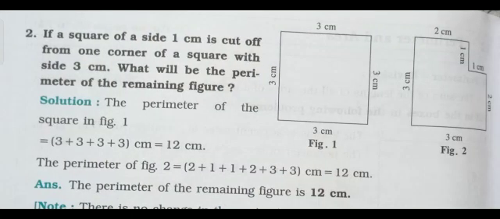Now question number 2 is: if a square of side 1 centimeter is cut off from one corner of a square with side 3 centimeter, what will be the perimeter of the remaining figure? Now you can see the figure. It's a square with 3 centimeter on all the sides. From that, one corner of 1 centimeter is being cut. So after cutting that corner, what will be the total perimeter?